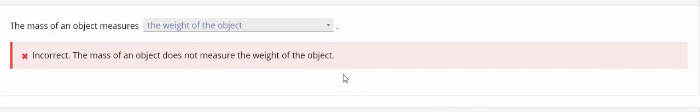This question is asking us the mass of an object measures what? The choices that are given are the object's resistance to being accelerated, the weight of the object, how much the object presses on the ground, and none of these.